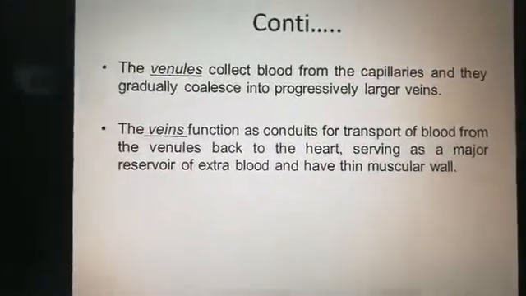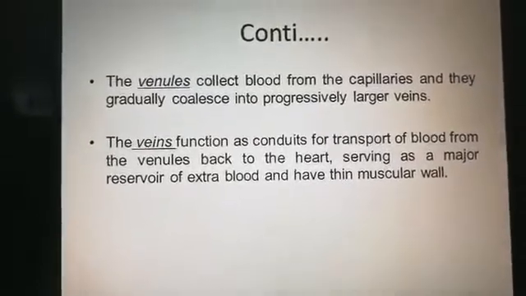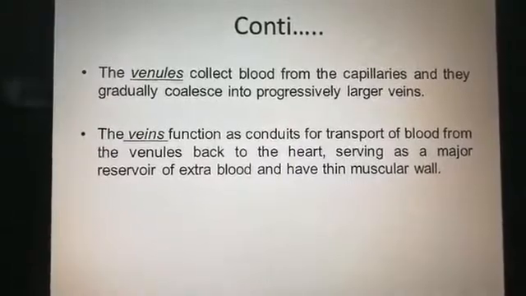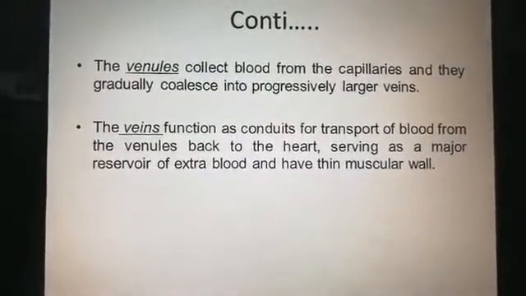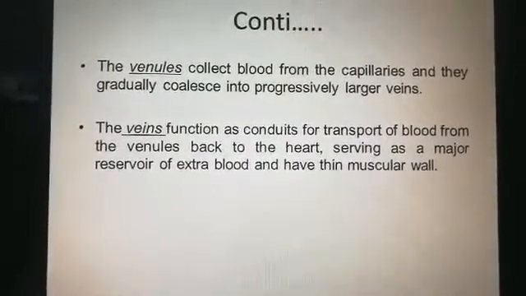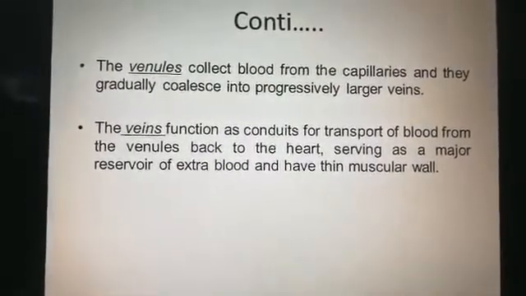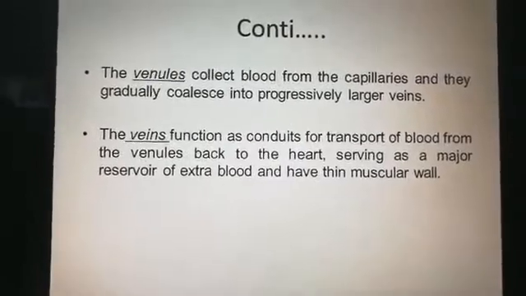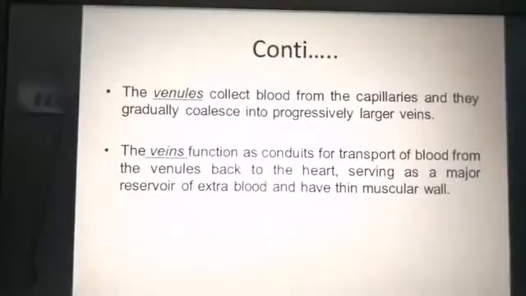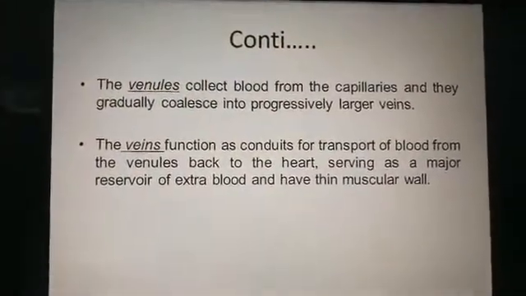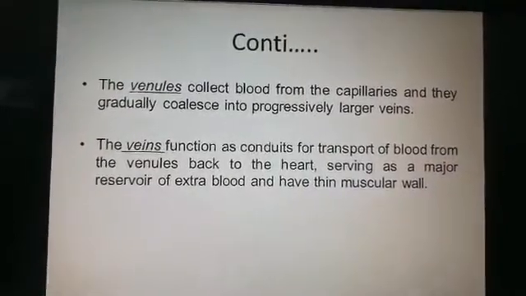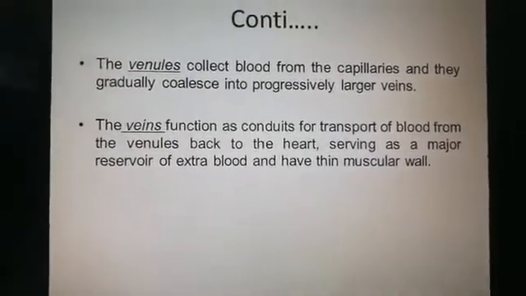And then come the venules. The capillaries combine to form venules. Venules collect blood from capillaries and gradually coalesce into progressively larger veins. The vein functions as a conduit for transport of blood from the venules back to the heart, serving as a major reservoir of extra blood, and has thin muscular walls. So the veins have thin muscular walls, and they act as a reservoir for the blood. The extra amount of blood is stored here.